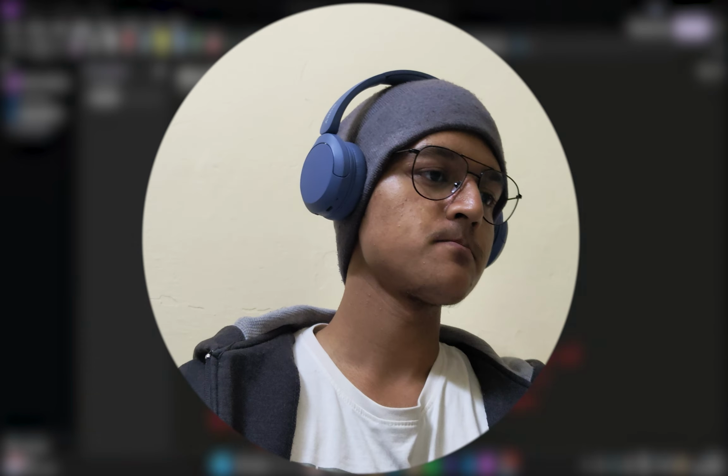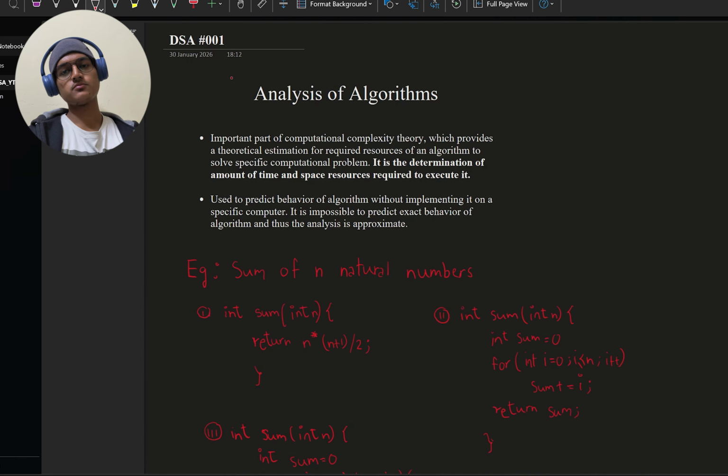So the topic of today's lecture is analysis of algorithms. So let's dive into it. Analysis of algorithms is a part of complexity theory which tells us about how much resources our algorithm will require to solve the specific computational problem.